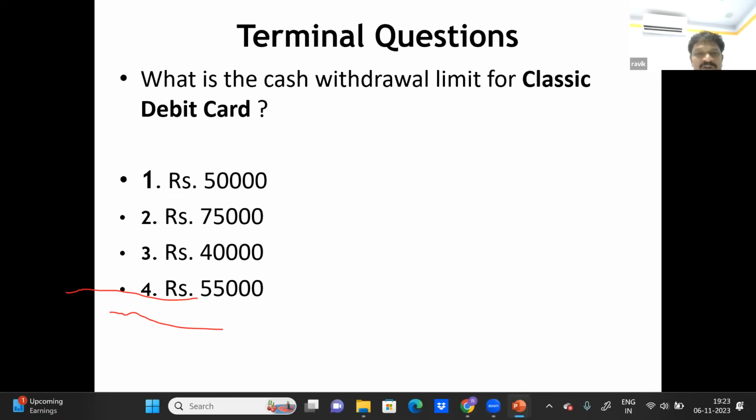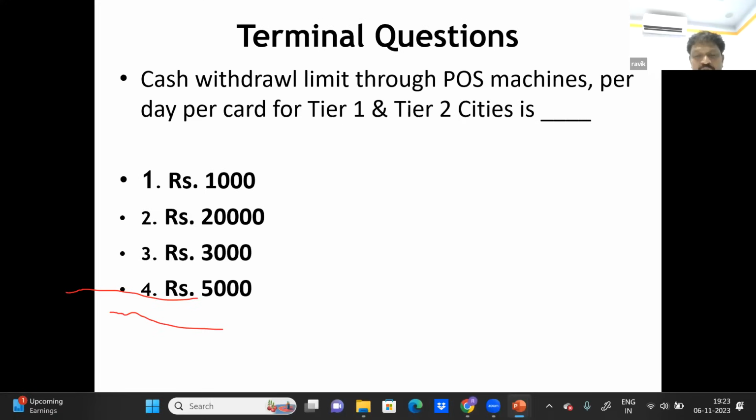What is the cash withdrawal limit for classic debit card? Okay, very good. You're almost there. It is 75,000. Remember, only classic debit card 75,000, remaining platinum, all other cards, it is 1 lakh rupees. Platinum, anyway, we know it. These are the cash withdrawal limits through POS machines per day, per card. For tier 1 to tier 2, I told you, we have to put the answer like that. So I think none of us has a mistake. It is 1,000 rupees. Tier 3 to tier 6, it is 2,000 rupees.